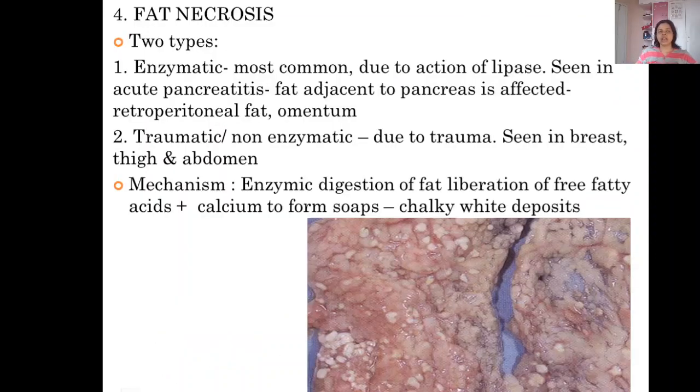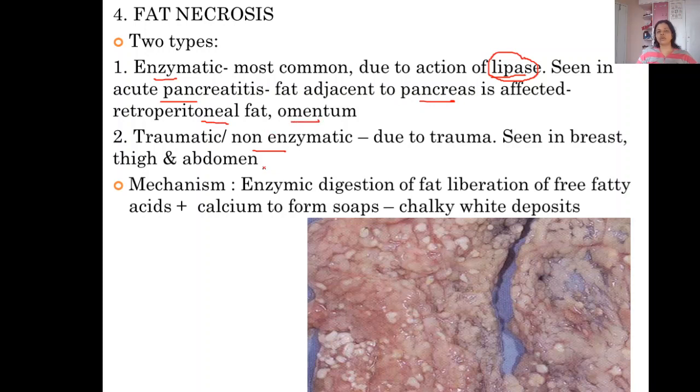Now, there is another type of necrosis, that is fat necrosis. This is of two types, enzymatic and non-enzymatic. Enzymatic is seen most commonly due to the action of the enzyme lipase. This lipase enzyme is there in the pancreas, so it is seen in acute pancreatitis. When the pancreas is inflamed, this lipase escapes and causes necrosis of fat adjacent to the pancreas, that is retroperitoneal fat and the omentum.